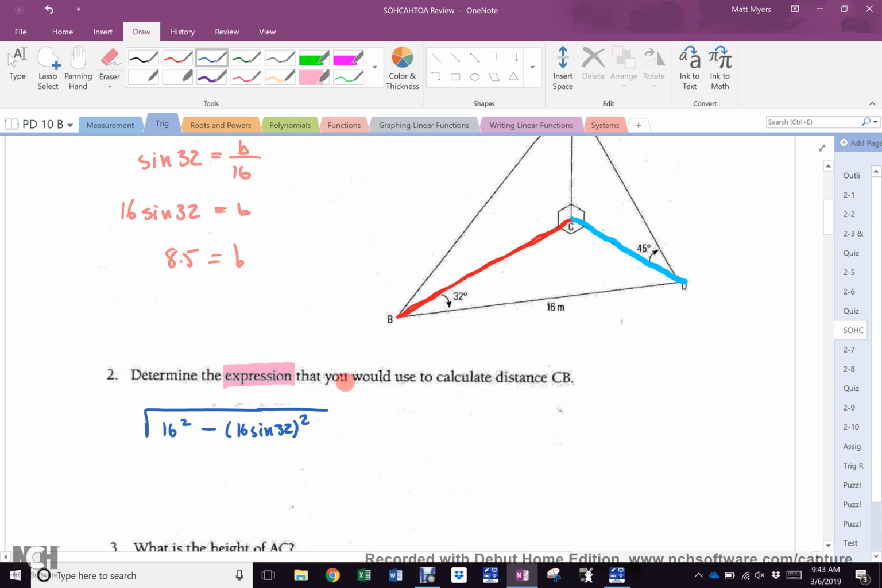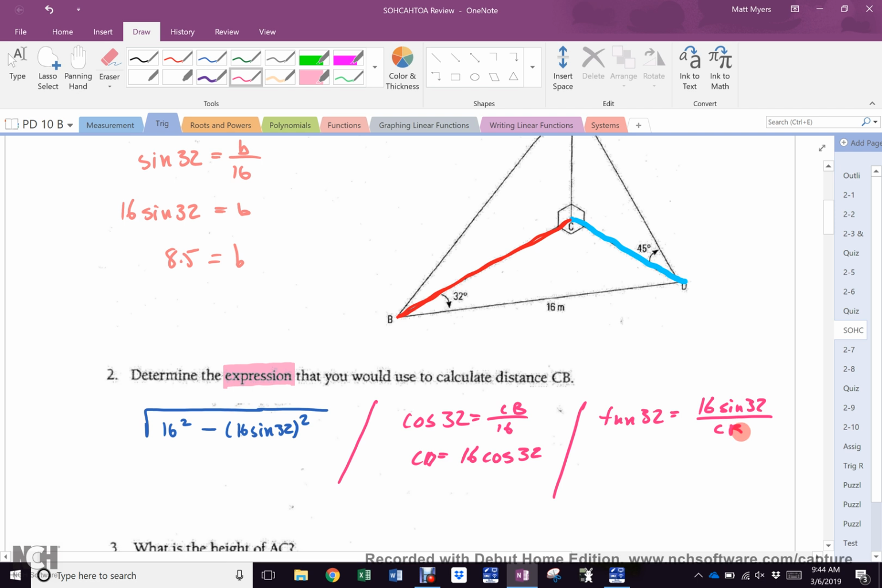You could also have done cos 32 equaled CB over 16, so CB equaled 16 cos 32. I would have accepted that for 1 mark. I also would have accepted tan 32 equaled opposite 16 sine 32 over CB, which would have been 16 sine 32 over tan 32.